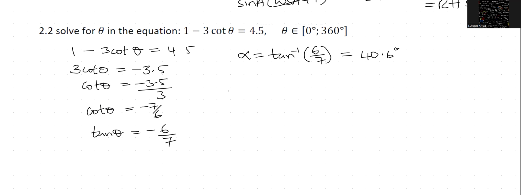Now, the third step is your quadrants. Because this is negative, you ask yourself, in which quadrants is tan negative? And the answer is the second and the fourth quadrant. So in the second quadrant, theta is 180 minus alpha. So this is 180 minus 40.6, and this is 139.4.